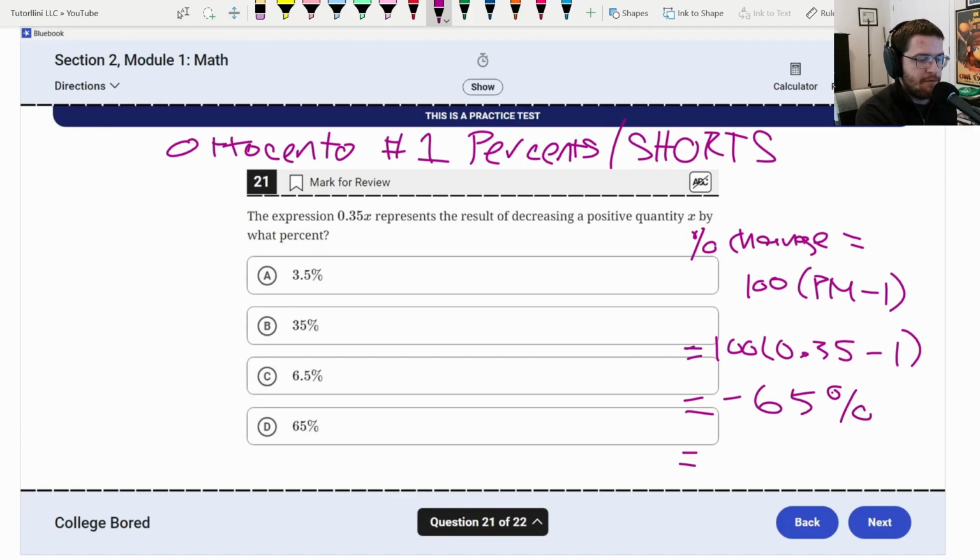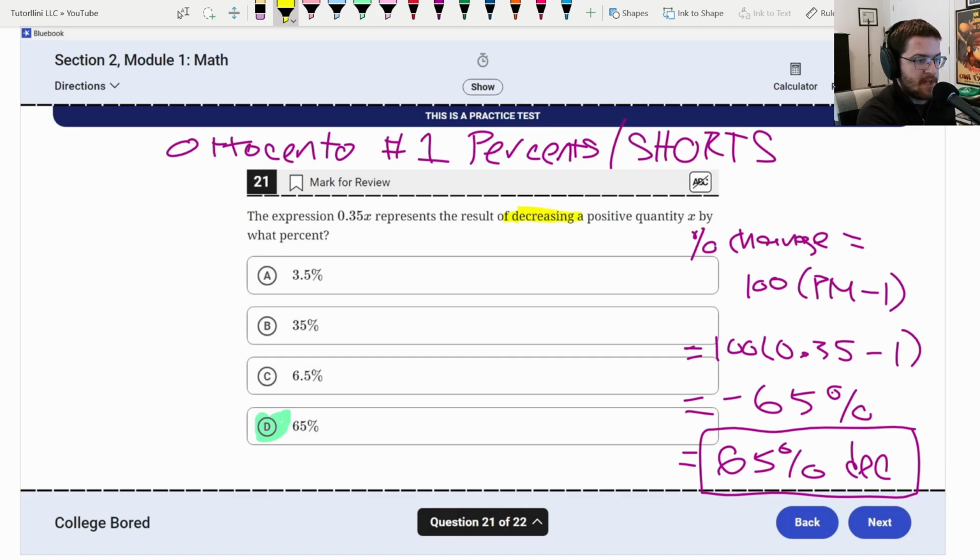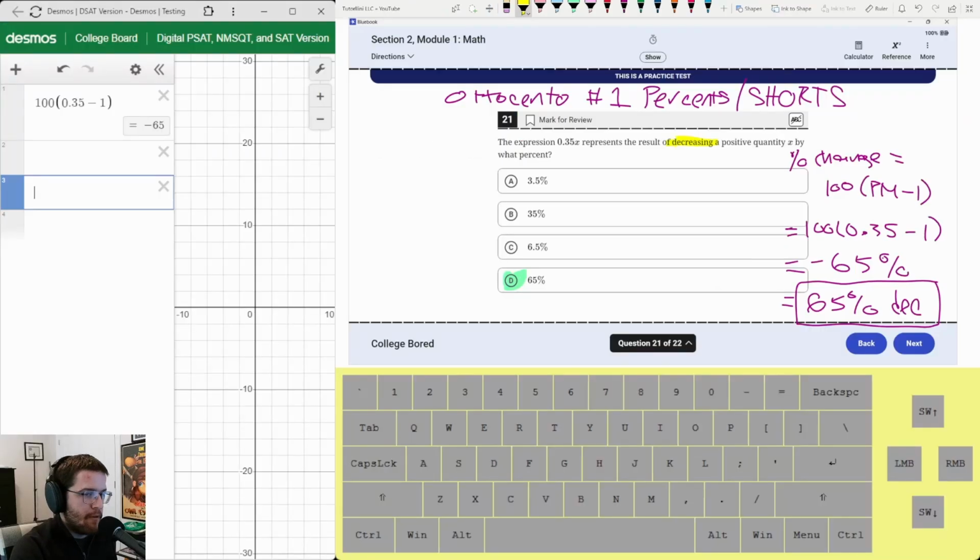And the negative we verbalize as a decrease. So it's a 65% decrease. And that is answer choice D. See how it says result of decreasing? That's a good sign that we expected to get a decrease, and the formula told us we got a decrease. That means we probably did it right. It's a good sign. And remember, guys, always do percent calculations on Desmos. You'd hate to make a careless mistake with the arithmetic.